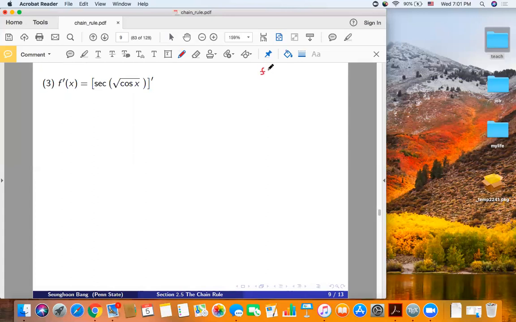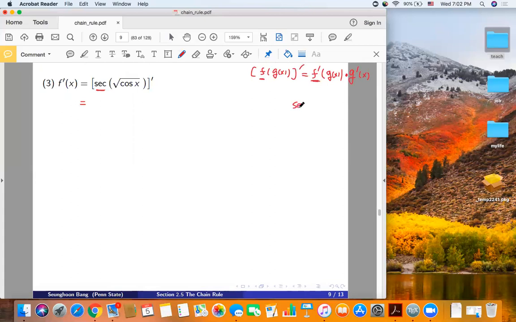F of g of x prime is f prime of g of x times g prime of x. Just use the chain rule. So here, what is the outer function f? The outer function f is secant.